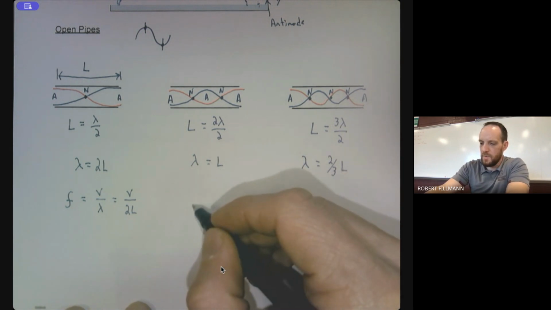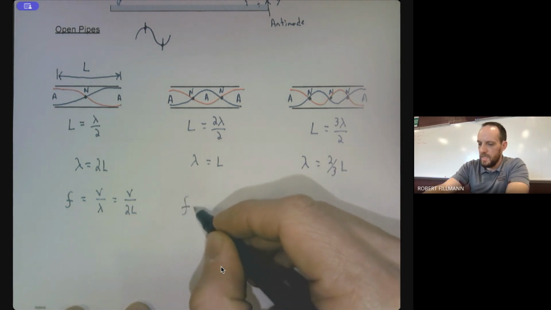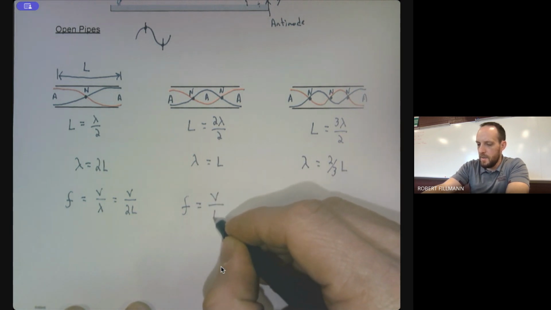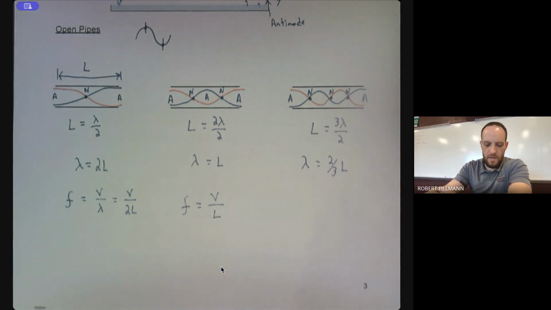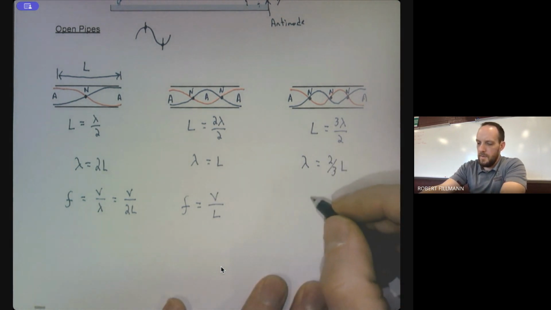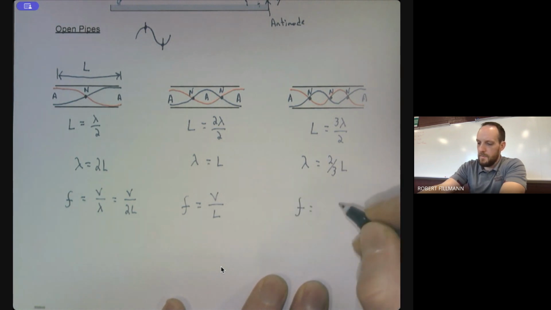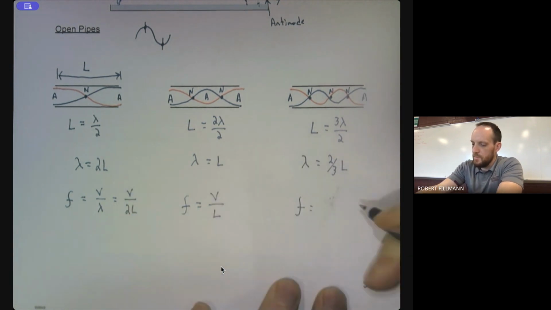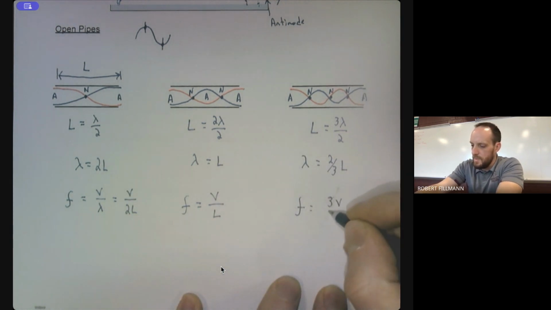If we do that for this one here, the frequency is the speed over lambda. We get V over L, instead of V over 2L. And then if we do it for this one, we'll get, say, V over 2/3 L. I want to write that not like that. It's the inverse, so instead of 2/3, it's 3/2. So we'll say 3V over 2L.